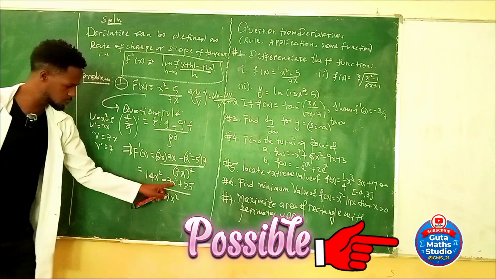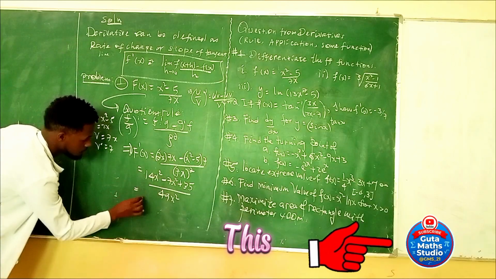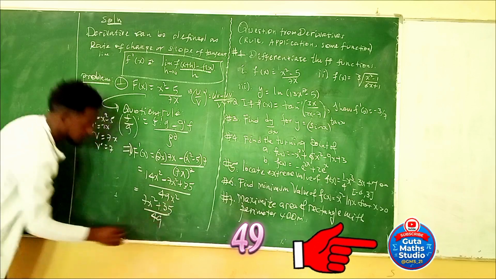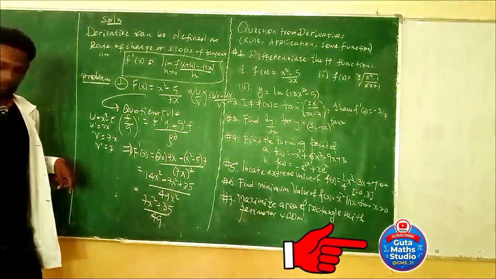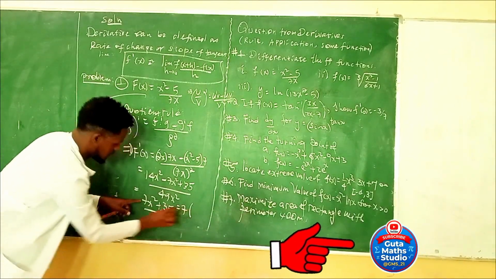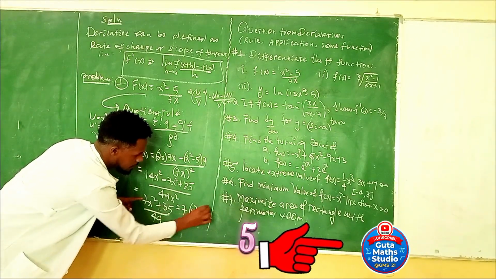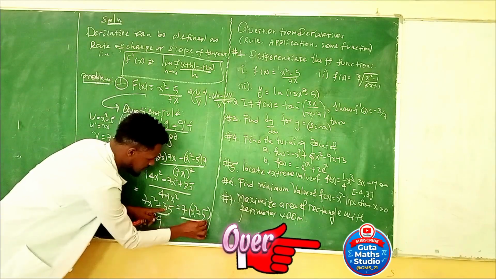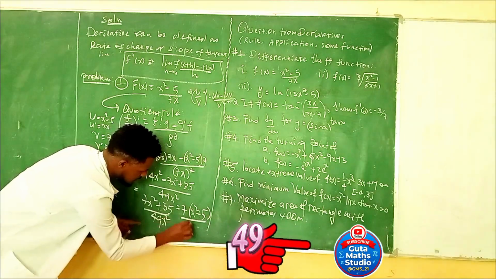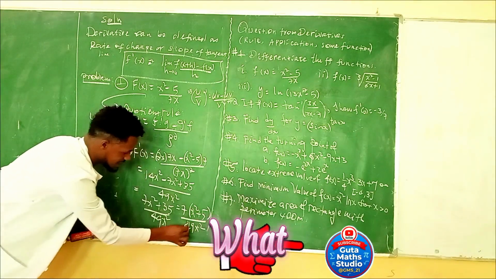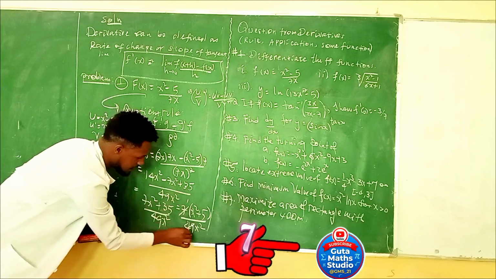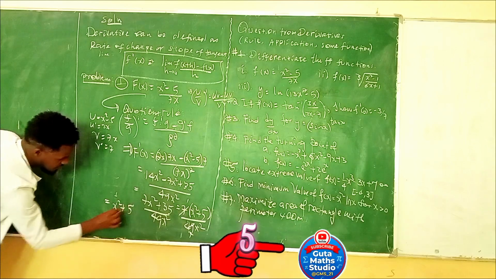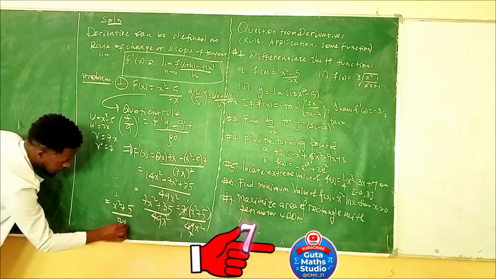Nice. Now it's possible to simplify this one. What is this? 7x square plus 35 over 49x square. This can be x square plus 5, because 7 times x square is 7x square, 7 times 5 is 35, over 49x square. So divide by 7: 1 and 7. So the answer is x square plus 5 over 7x square.